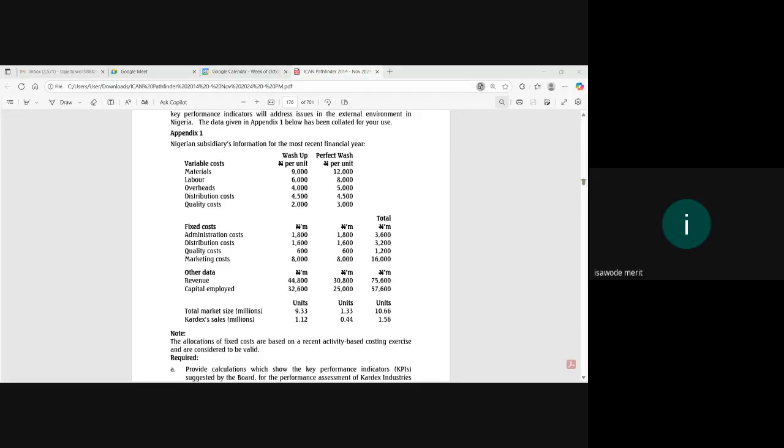So 30,800 minus 14,400 minus 12,000, you have what? 26,300. Can you confirm again? 30,800 minus 14,400 minus 12,000. 4,500. Sorry, 4,500. Right. So that is the profit.